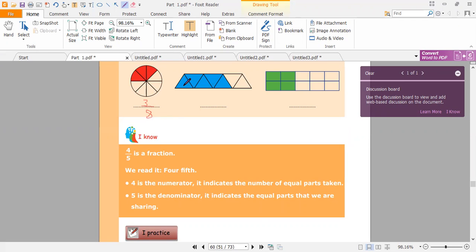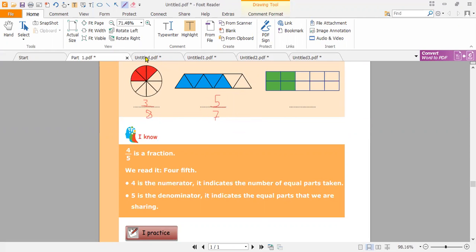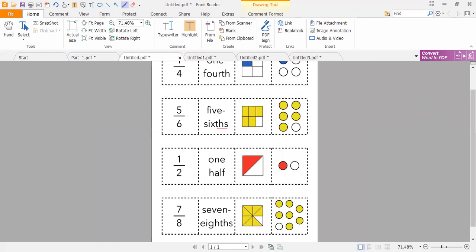Now here, how many equal parts? The total of the equal parts is the denominator. 1, 2, 3, 4, 5, 6, 7. I have 7 equal parts. And how many colored parts? 1, 2, 3, 4, 5. This is the numerator. I have 5 colored parts. So how do I read this number? Five-sevenths. Okay, remember THS.